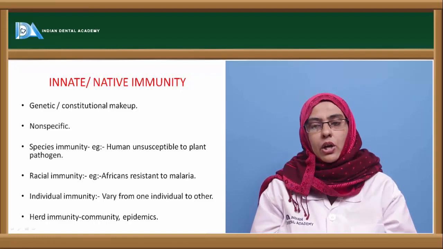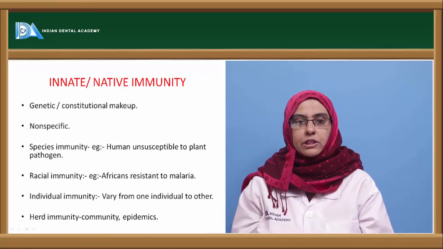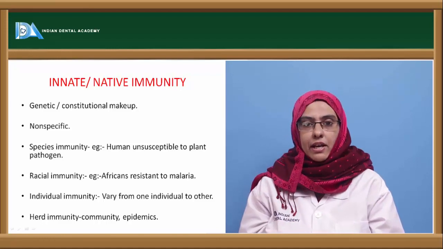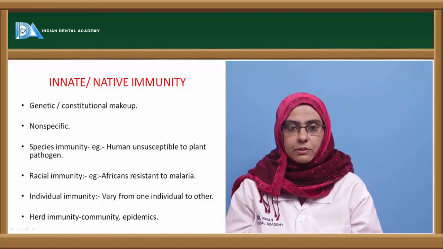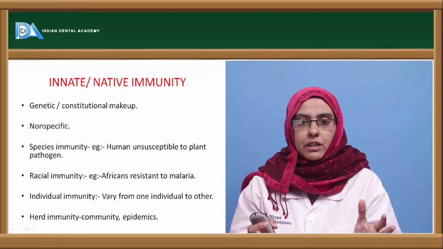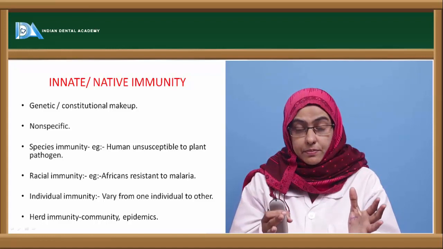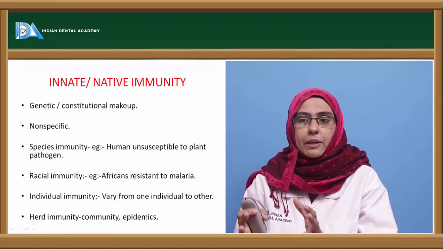Hence it is called non-specific immunity. And this can be classified as species immunity, racial immunity, and individual immunity. Now coming to species immunity, it is a group of people, or a species, who are resistant towards a particular type of infection.